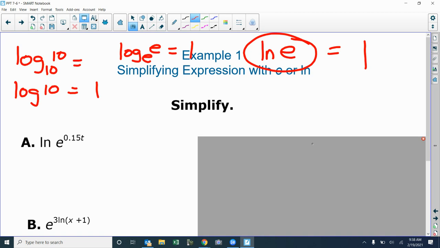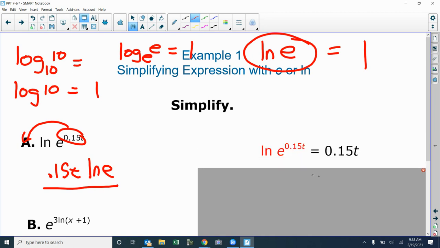So, of course, we can rewrite this, same properties hold true: 0.15t ln of e. Right? It's a log, so we can bring that puppy down. He's out front. What's ln of e equal? So what's this thing simplified to? Just that, doesn't it?